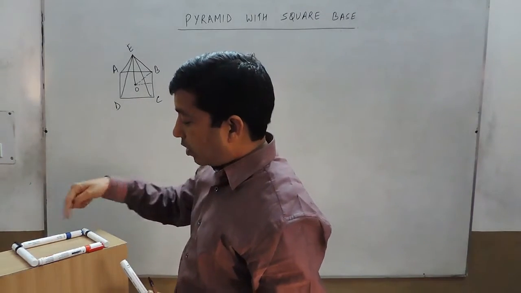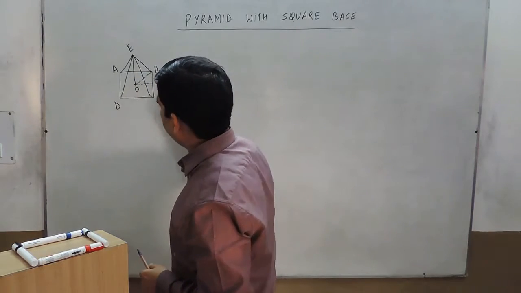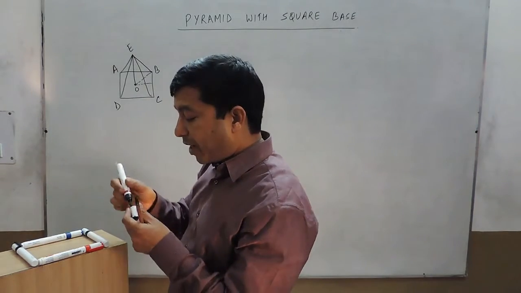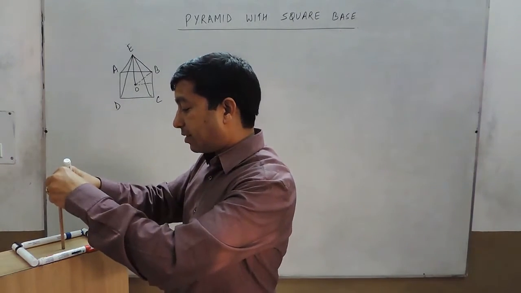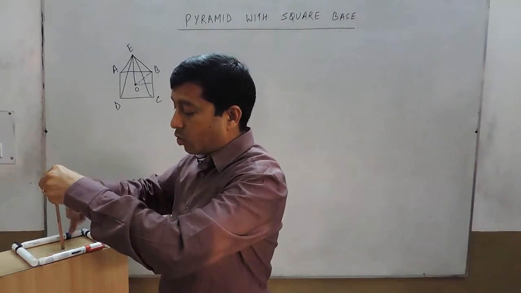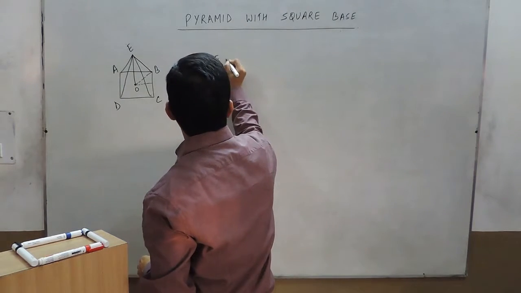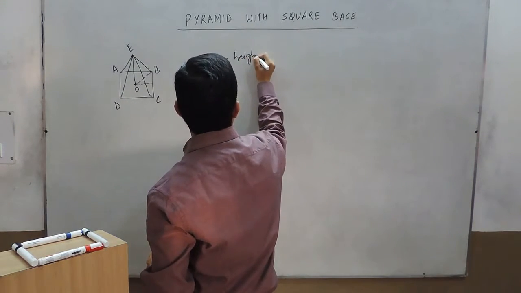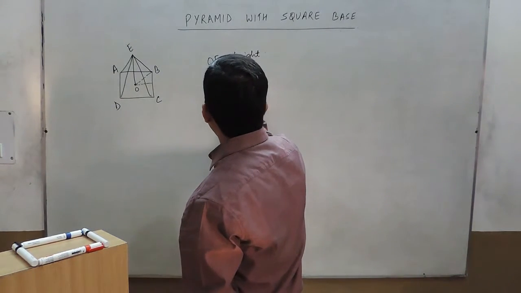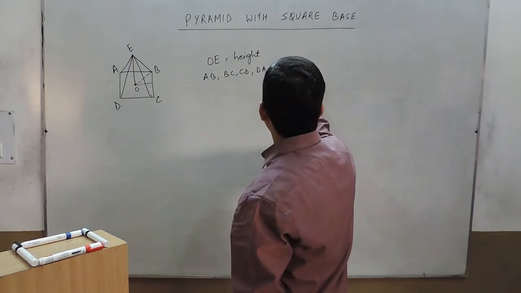If it is a square ABCD and all the sides are equal, it looks something like this. From the center point of the square, which is O, if we go up to a specific height, let's say this point is E. So this is a figure where OE is known as the height of the pyramid, where the lengths of AB, BC, CD and DA are all equal.